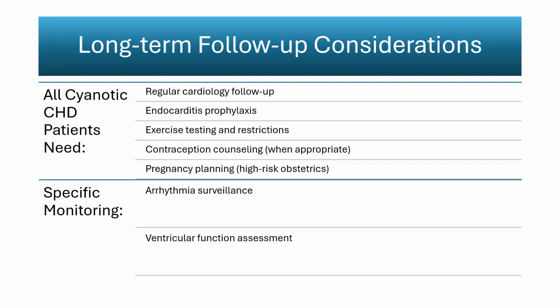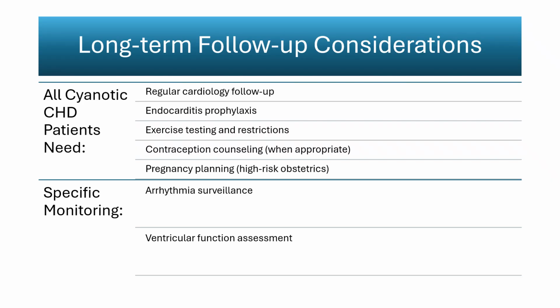All patients with cyanotic congenital heart disease require lifelong follow-up. Regular cardiology evaluation monitors ventricular function, detects arrhythmias, and assesses the durability of surgical repairs. Endocarditis prophylaxis is advised in many cases due to prosthetic material and altered hemodynamics. Exercise testing helps define safe activity levels, while counseling on contraception and pregnancy planning is crucial since maternal risk is high with residual lesions or ventricular dysfunction.